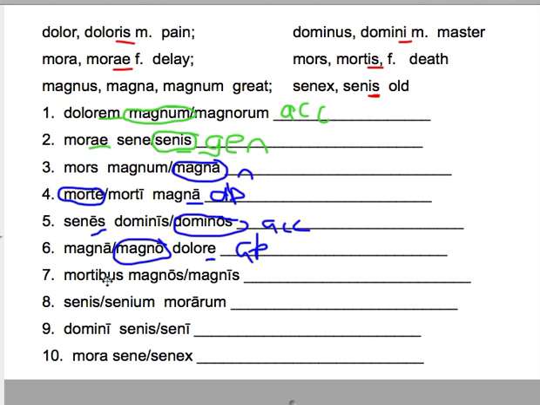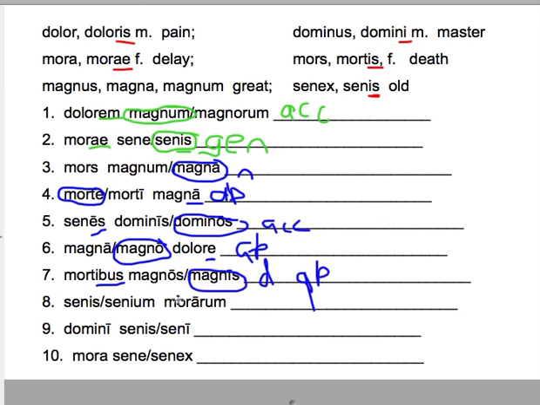Number 7. I've got mortibus, the IBUS. That's a dative or ablative plural form. I'm looking over here for a dative or ablative plural. Boom. Magnis. Then I'm going to write either dative or ablative. I don't care what you put. That's supposed to be an A. All right. And then I'm going to say great deaths. And I'm going to say deaths because it's plural. I want to keep it plural.